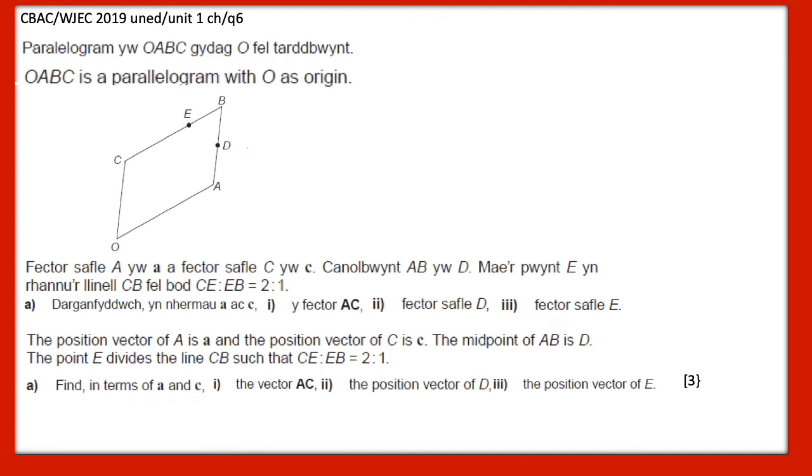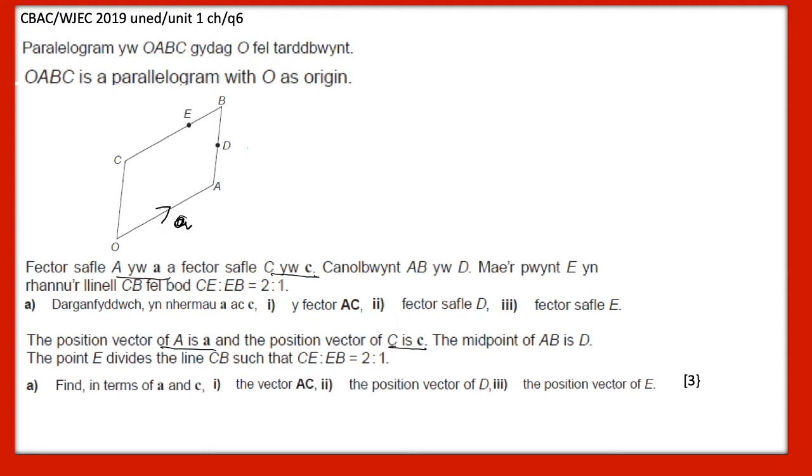Really elegant little vector question. Important thing is that you read it carefully and draw things on your diagram. Position vector of A is A, so therefore if you go from O to A, you are doing A, and it's hard to draw bold. Don't worry about that as long as you've got the vector in there or the arrow in there.